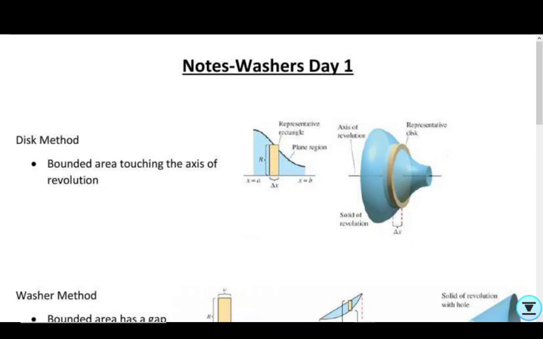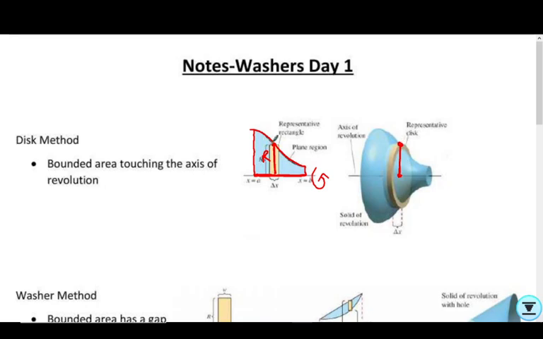Okay, so today we're starting washers. When we did discs, the disc method with rotational solids, you end up having this bounded area right here, which is rotated around a line of rotation. The disc method occurs when this bounded area is sitting on your axis of rotation. This radius right here ends up being the radius of the solid at that same point.